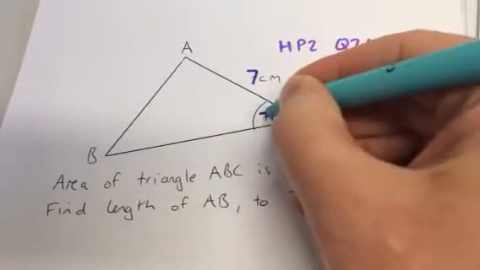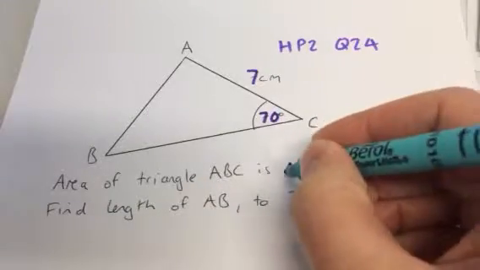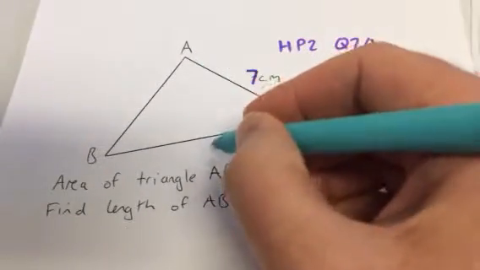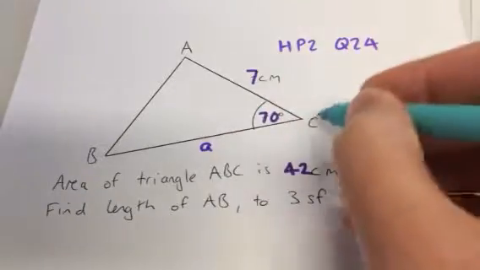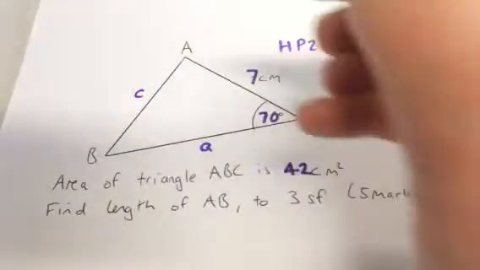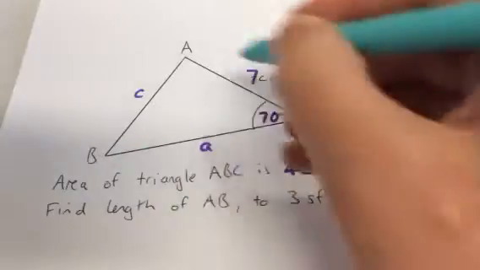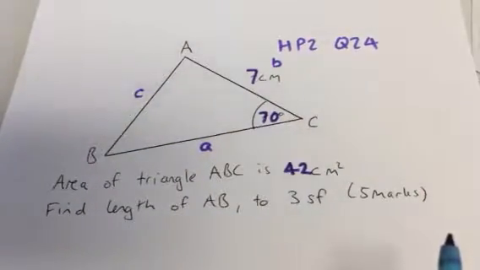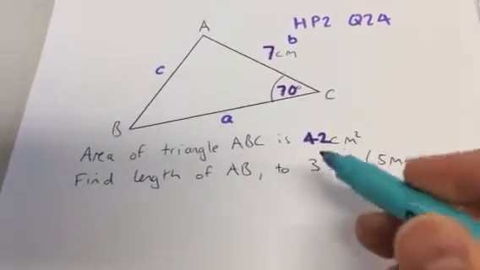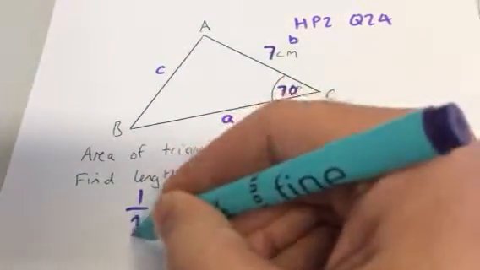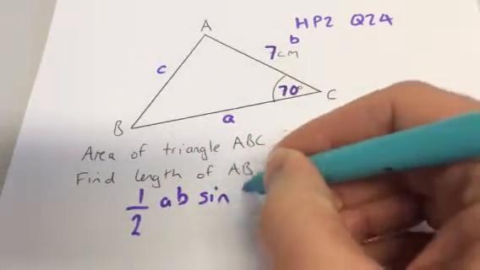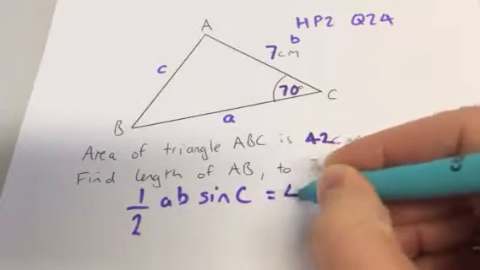That's 7. That's 70, and the area is 42. So I'm going to label the sides. That's angle A, so I'm going to label that as side A. That's angle C, so that's side C, and that's angle B, so that one's side B. So it's a trigonometry question. We've been given the area of a triangle, 42, and we know that the area can be found using a half AB sine of C, and we're told that it's 42.